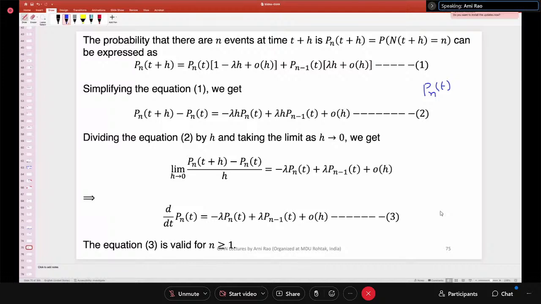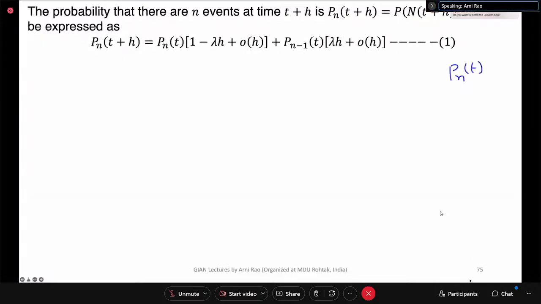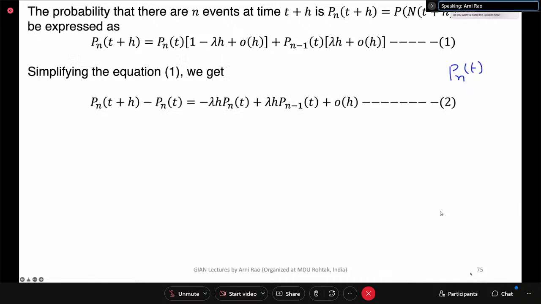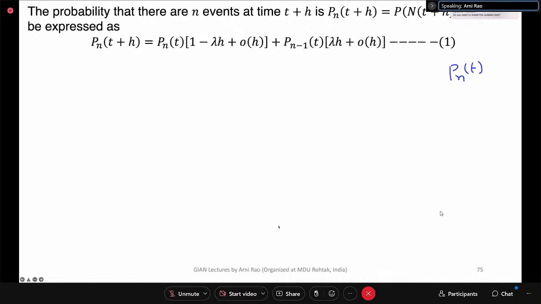I'll just finish this slide and then take a break, and during the break you can recap what happened. Since you are all active, you can follow this notation here. P_n(t+h) stands for what? The probability that there are n events up to time t+h.